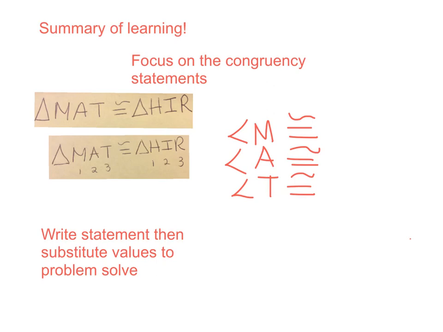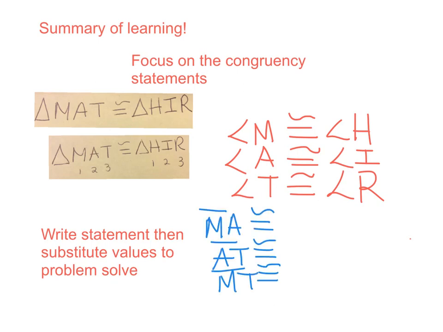So angle M is congruent to what? Angle A is congruent to what? And angle T is congruent to what? You got it. We would write angle H, angle I, angle R. But how would we do the sides? So here we go. I'm writing the sides and I'm looking at side MA, which is 1 and 2, side AT, which is 2 and 3, and side MT, which is 1 and 3. So what are the corresponding parts over here? Go ahead and write them in and then check your answer.